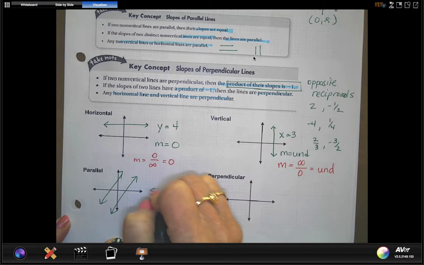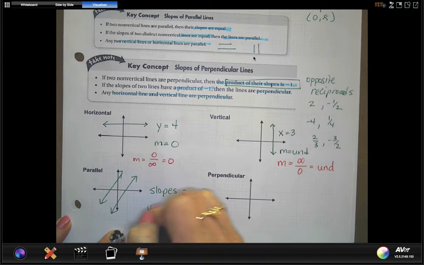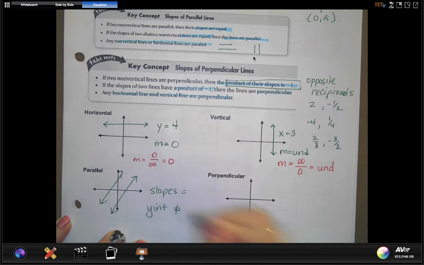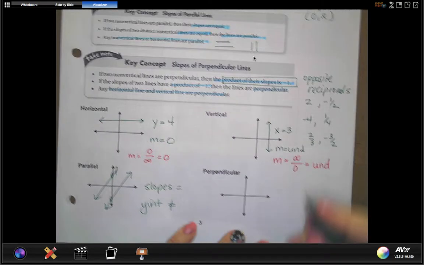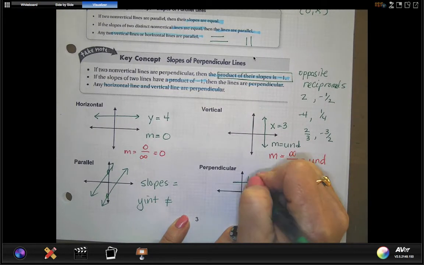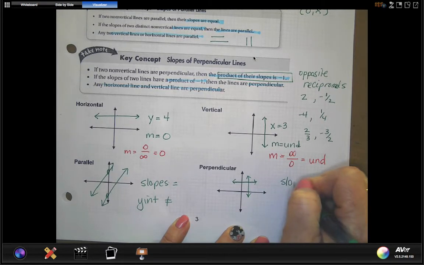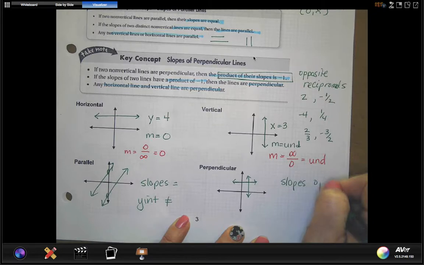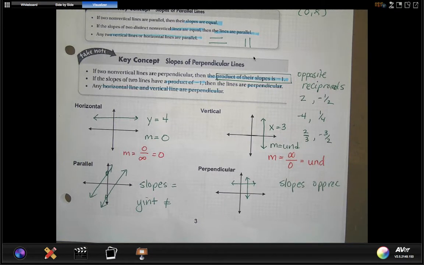All right, parallel lines, the slopes are equal, but the y-intercepts will not be equal. They'll be different. They're going to cross the y-axis in a different place. If you have perpendicular lines, the slopes are going to be opposite reciprocals. And of course, the y-intercepts are going to be different, okay? So then we can use this idea to help us write out equations.